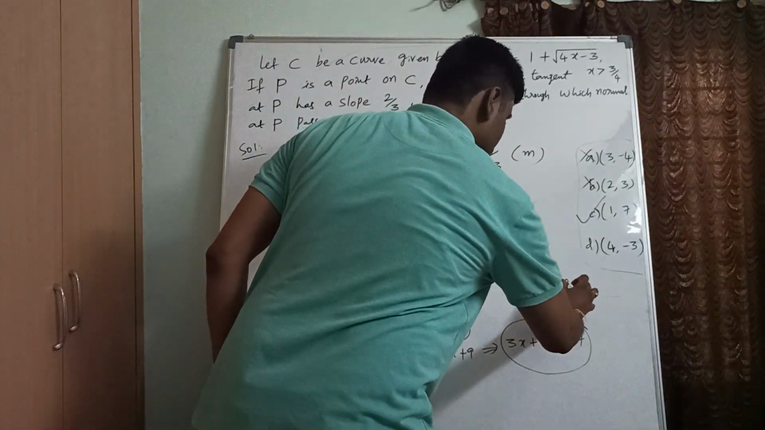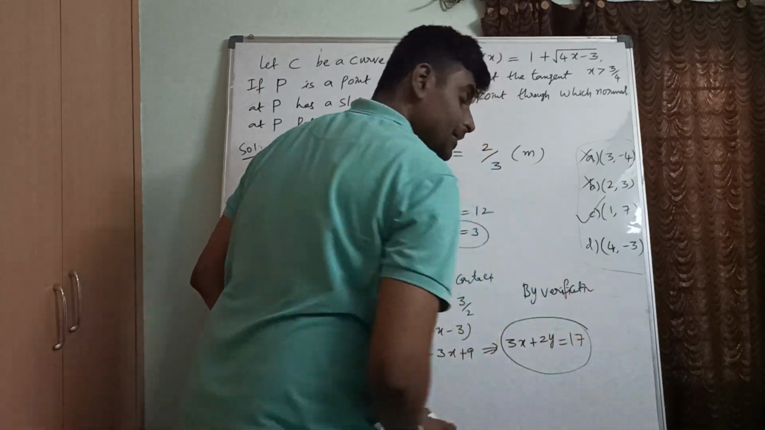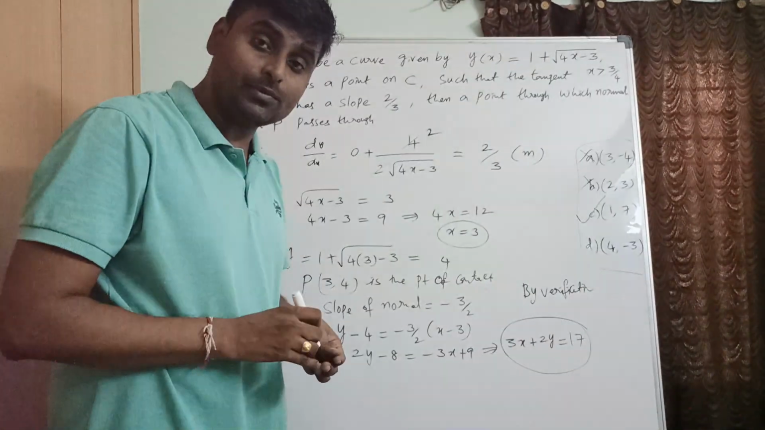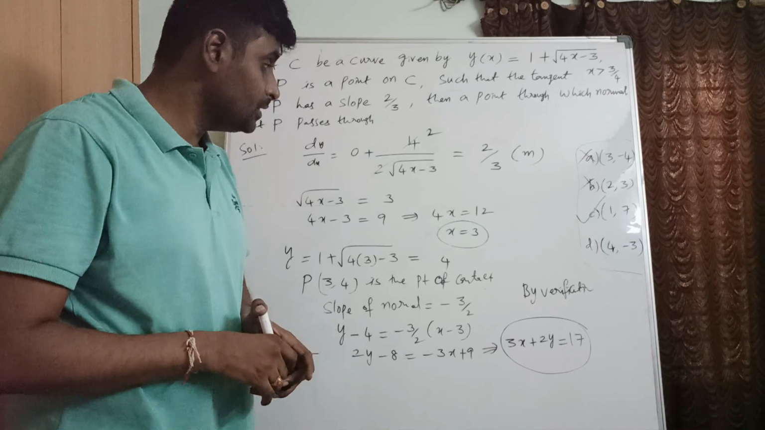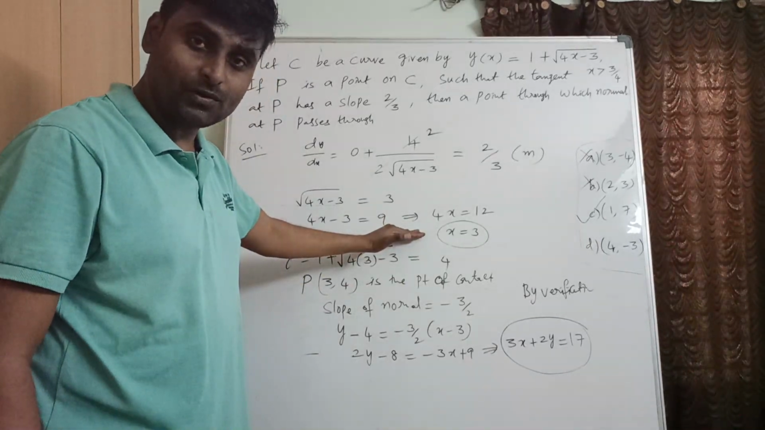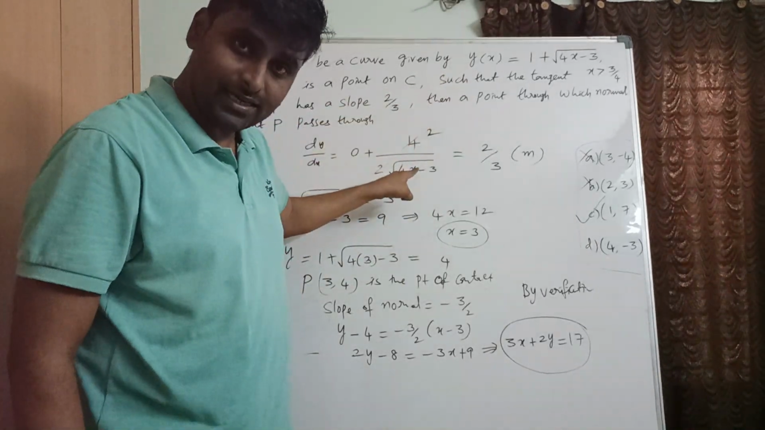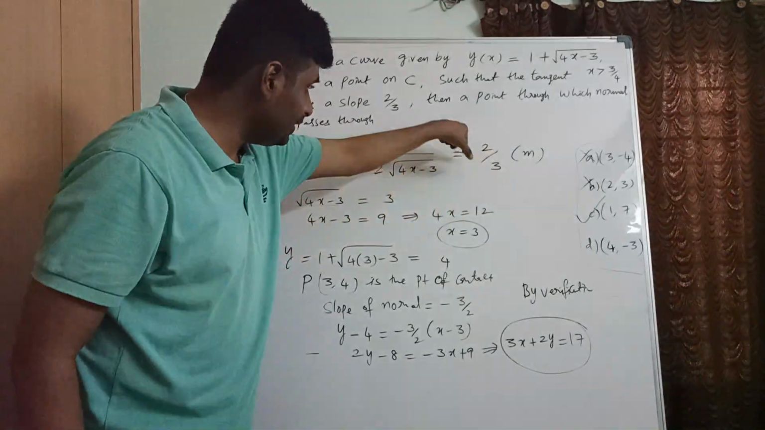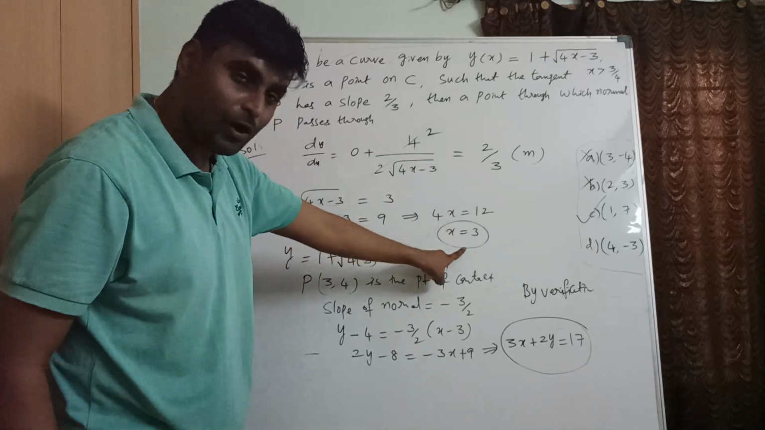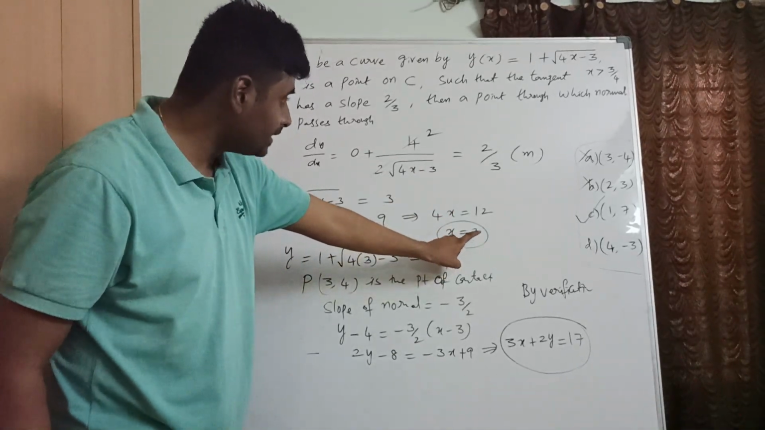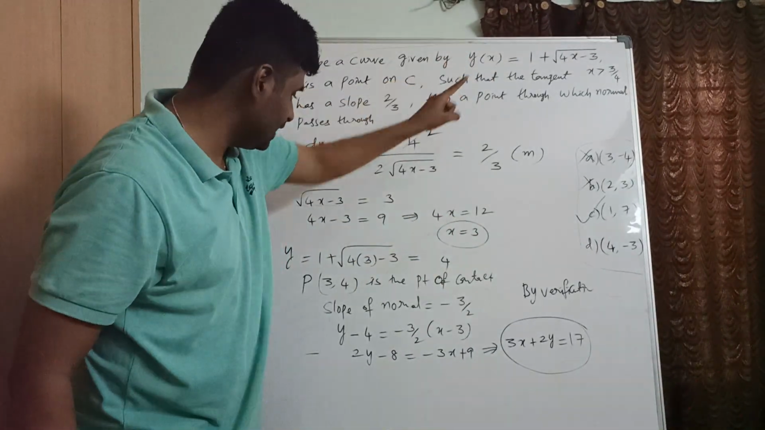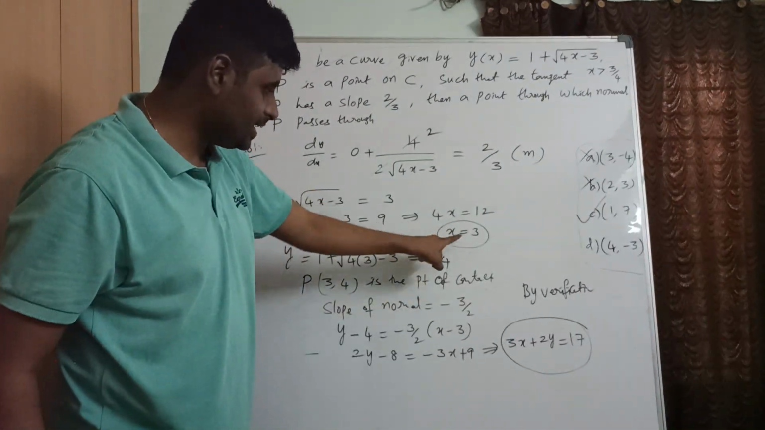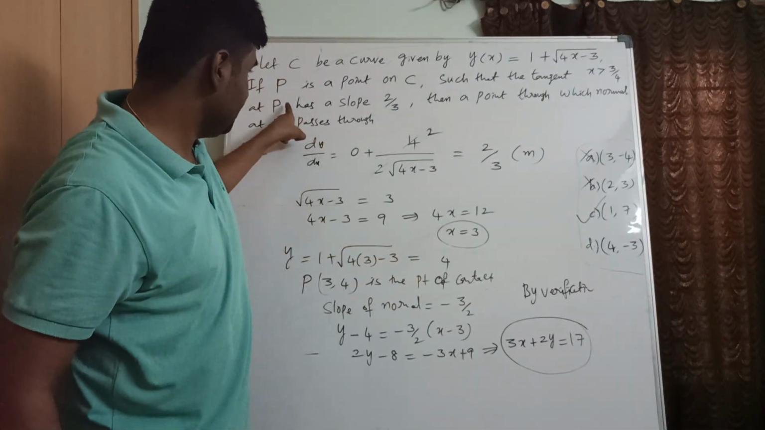So like that we should make it fast. We should solve the maximum number of problems within minimum time. Okay, it's very easy. Just differentiate that, equate dy by dx to the slope, then we'll get the x coordinate of the point. If you substitute the x coordinate in the given curve, we'll get the y value. So finally 3 comma 4 is the point P, right?